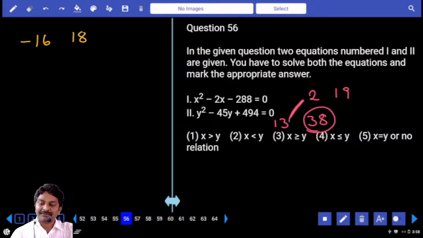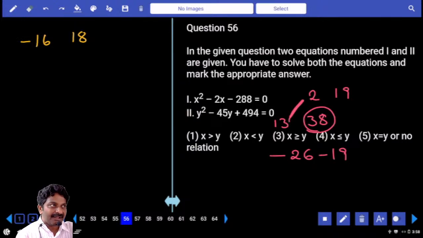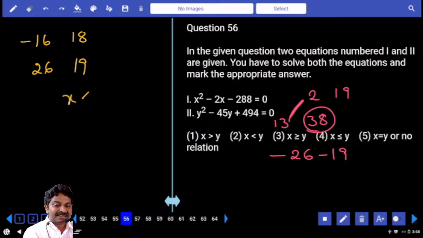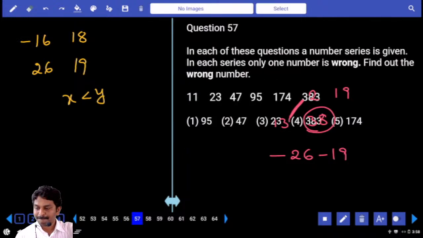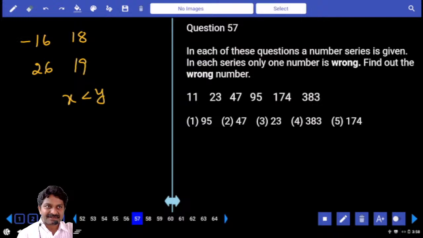I'll write the product of these two numbers which is equal to 26 and then 19. Minus 26 minus 19, minus 45, condition satisfied. Yes. Then factors are plus 26, plus 19, x is less than y. Yes. The questions are completed.